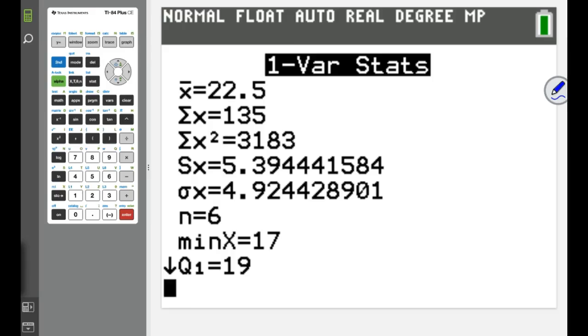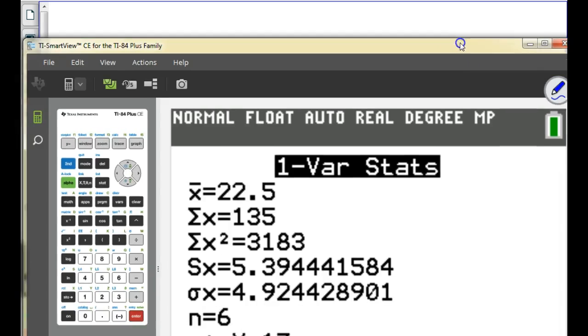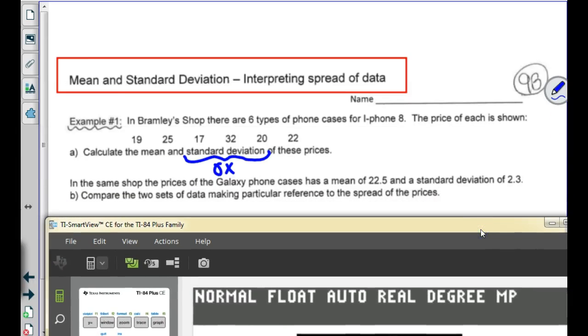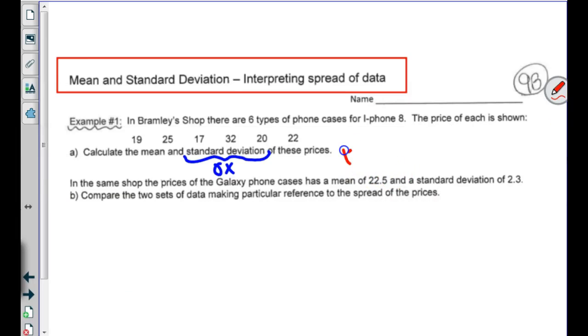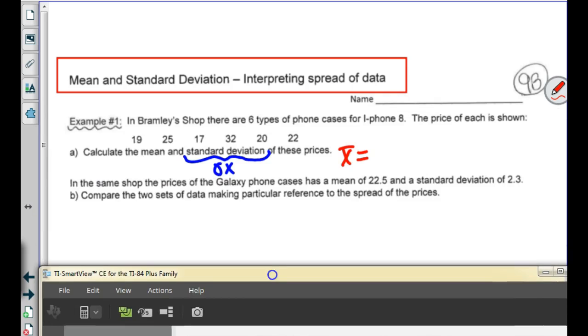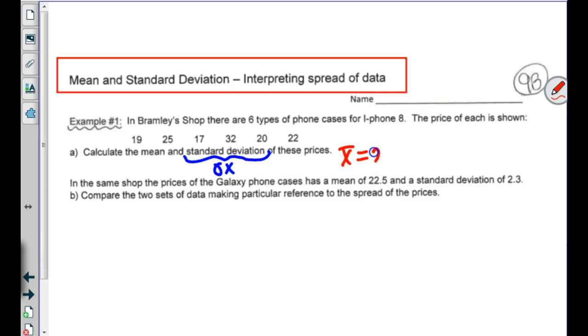So what are we writing down on our page? The mean was 22.5, and the standard deviation was about 4.9. And practice using that x-bar symbol as the mean, because it'll help glue it in your head that that's what it means when you see it on your screen. That's the mean is 22.5. And the standard deviation, was it 4.9, guys? Is that what I said? Okay.